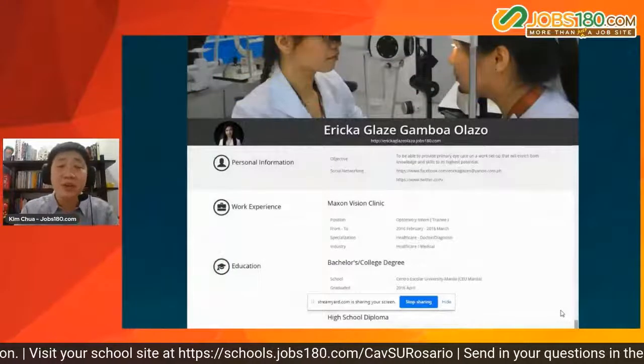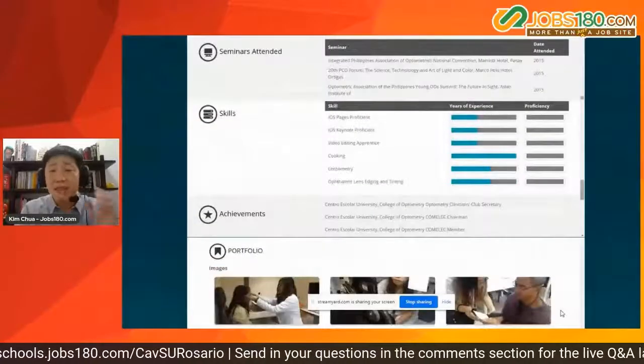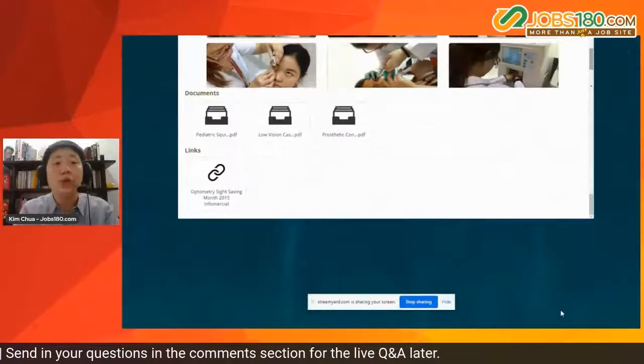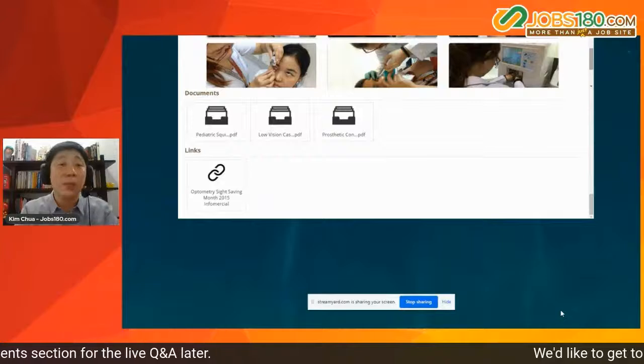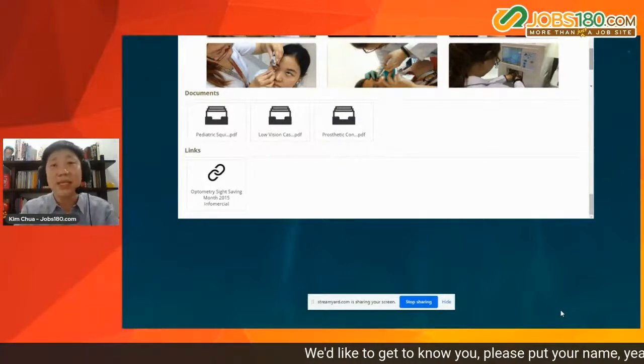So, showing a very good example is si eye expert. Tignan mo, lahat ng detalye niya, kompleto. Everything. From top to bottom, kompleto lahat ng details, including yung kanyang mga portfolio section na nagpapatunay na siya ay isang licensed ophthalmologist. Pinakita niya lahat ng mga posibleng hingiin pa sa kanya ng mga HR.